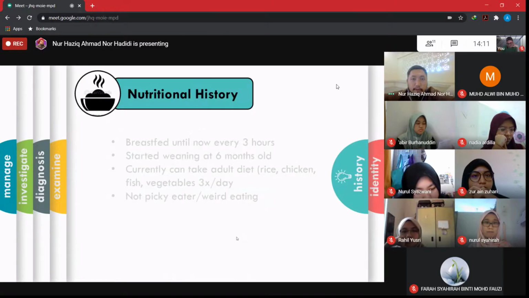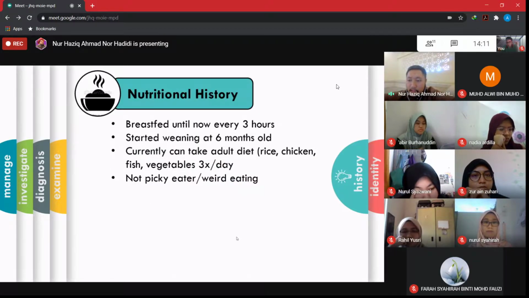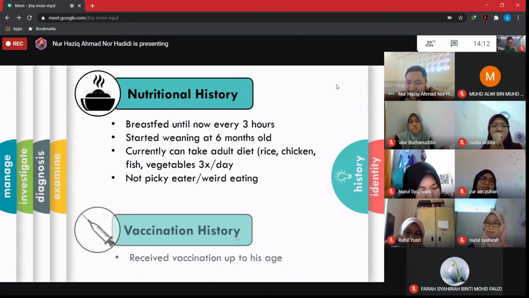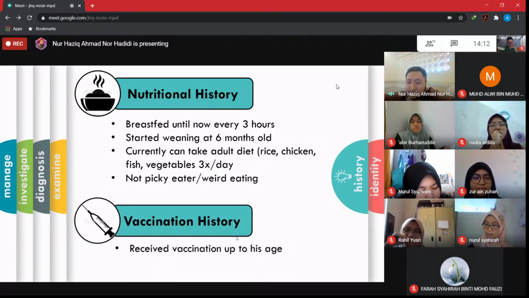For the nutritional history, he was breastfed until now, about every 3 hours. He also started weaning at the age of 6 months old. Currently, he can take an adult diet such as rice, chicken, fish, and vegetables about 3 times per day. He is not a picky eater, and he does not eat any weird things, no pica. For the vaccination history, the immunization was completed up to his age.